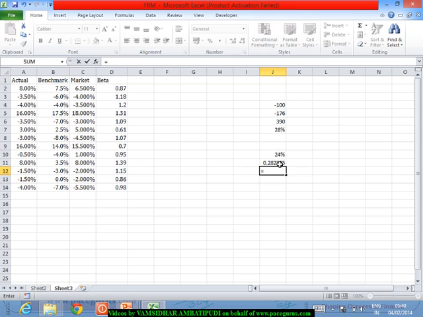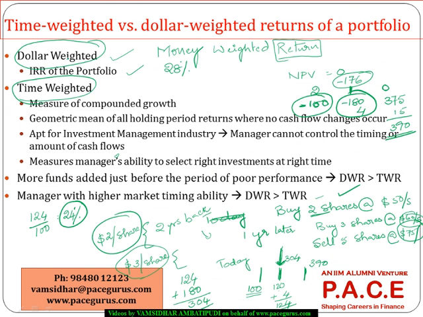So I can take the geometric mean between the two and talk about 26% being the return, 26.06% being the time weighted rate of return during this period. So the time weighted rate of return is 26.06, which is the geometric mean of all holding period returns. What do we mean by all holding period returns?